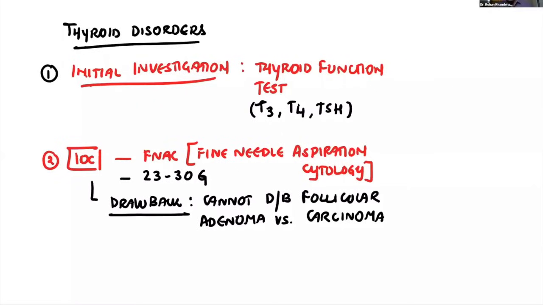The investigation of choice, mind you, is fine needle aspiration cytology. So the full form, FNAC, has been asked, and they've also asked what is the size of the needle used. The size of the needle used is 23 to 30 gauge. Please remember that has also been asked in the exam. One drawback of thyroid FNAC is that it cannot differentiate between follicular adenoma and follicular carcinoma. That differentiation cannot be done.